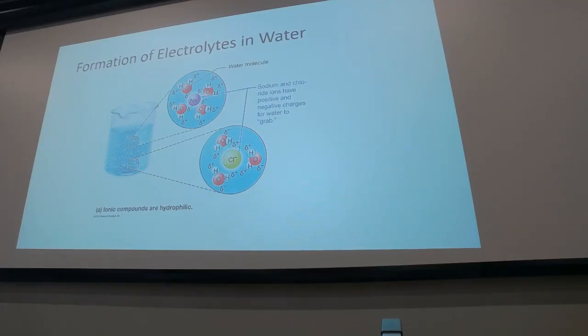And then chlorine atoms, that now are going to be called chloride after they gain their negative charge, are going to be surrounded by the positively charged hydrogen. And then you will form spheres. So you will hydrate this chlorine, now called chloride, and this sodium atom now is going to be called a sodium ion. So this is an ionic compound, and ionic compounds are hydrophilic.